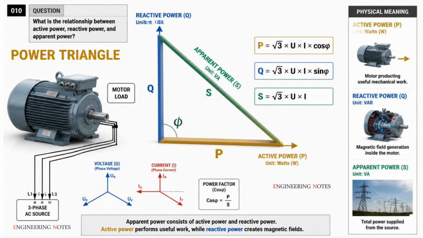The relationships are as follows. P equals S multiplied by cos phi. Q equals S multiplied by sin phi. S equals the square root of 3 multiplied by voltage multiplied by current. S squared equals P squared plus Q squared. Cos phi equals P divided by S. Tan phi equals Q divided by P. These relationships form the power triangle and are used to analyze power flow and power factor in electrical power systems.